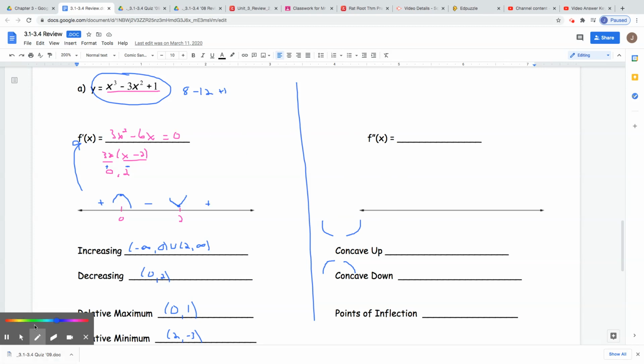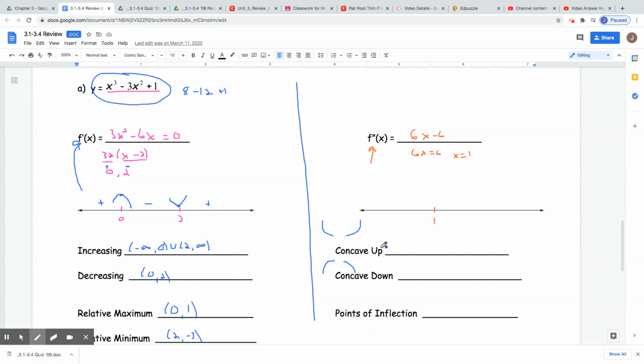But then I do the second derivative. The second derivative is the derivative of the first derivative. So that's 6x minus 6. I set that equal to 0, and I just get x equals 1. So I only have one critical value here. So I just have to plug in something less than 1 and greater than 1. And we're plugging it into the second derivative.